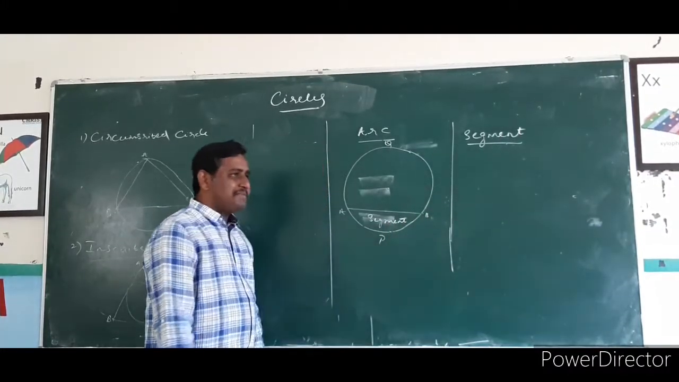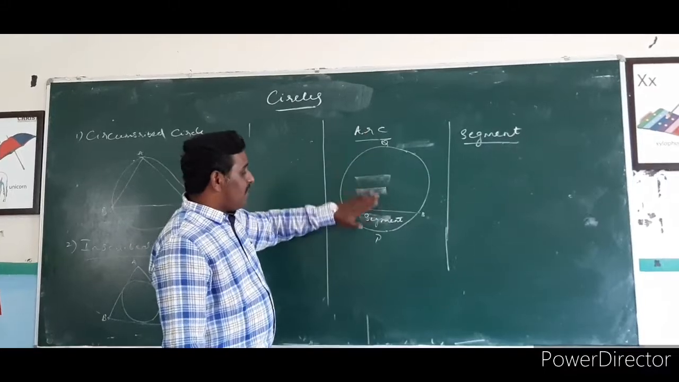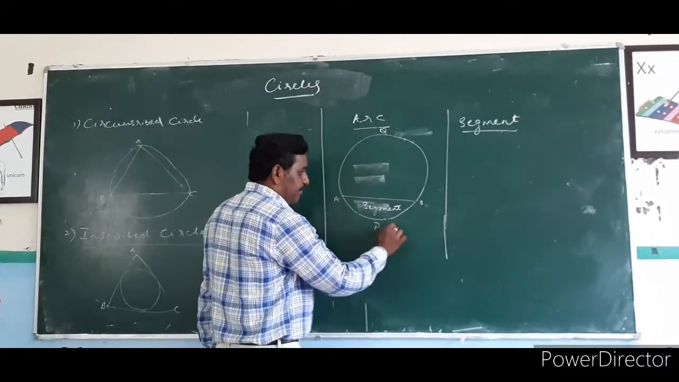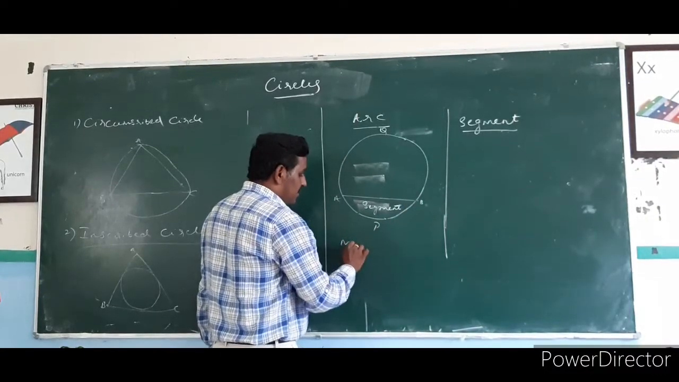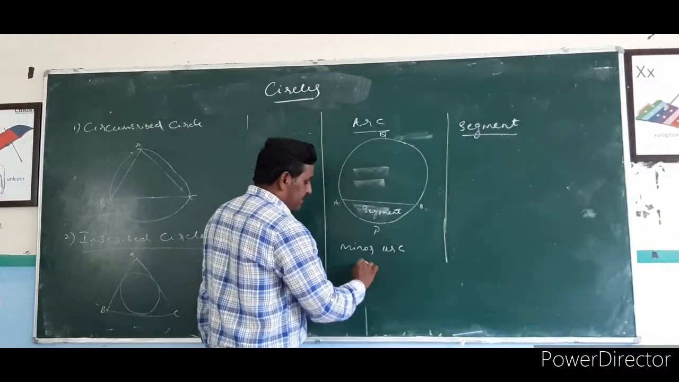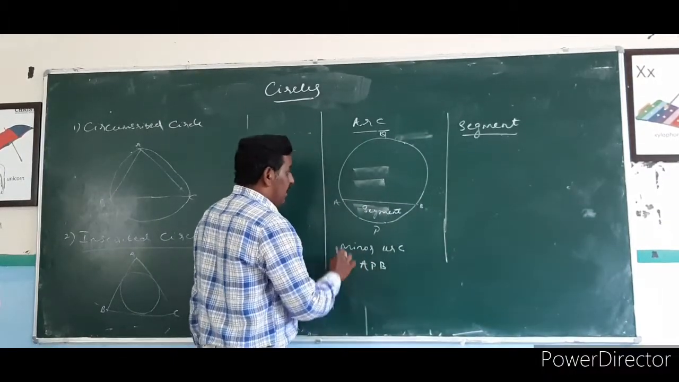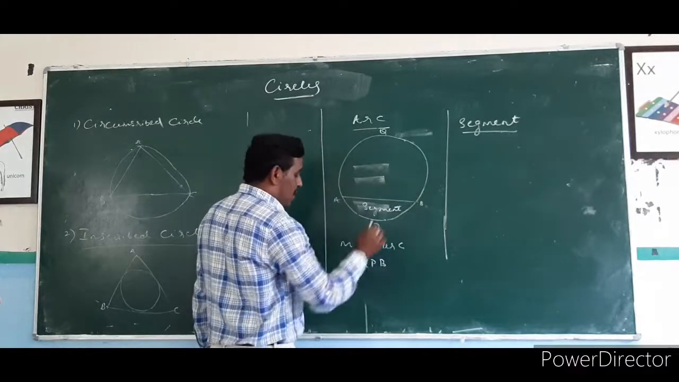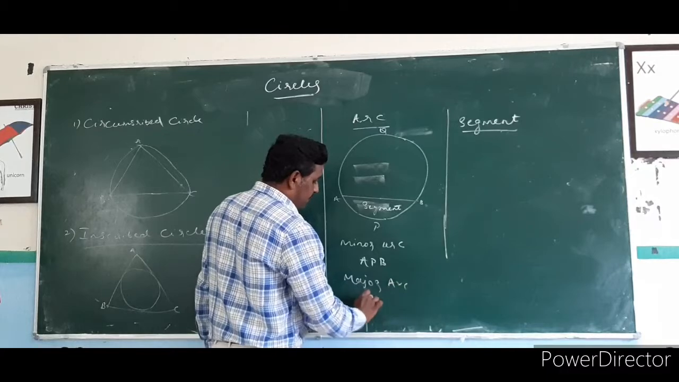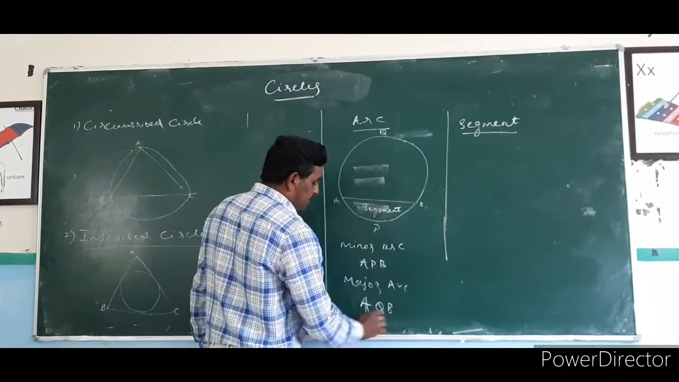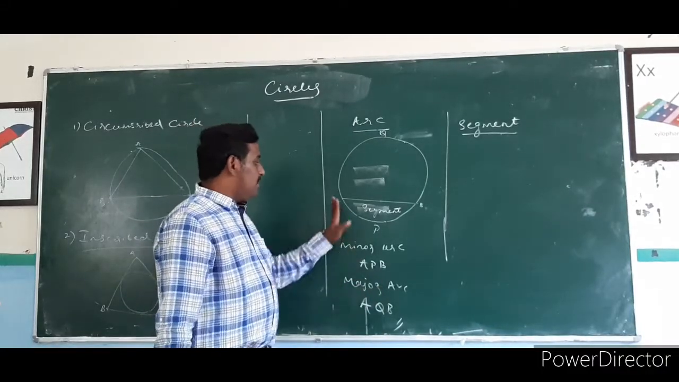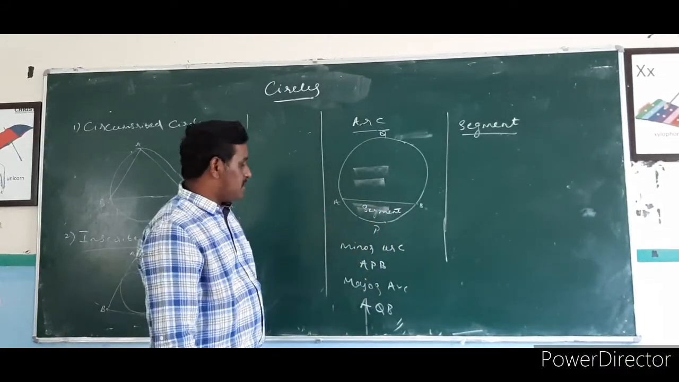Here, in the arc, two types are there. This smaller arc APB is called the minor arc. And AQB, the larger arc, is called the major arc. The major part of a circle is called the major arc, and the minor part of a circle is called the minor arc.